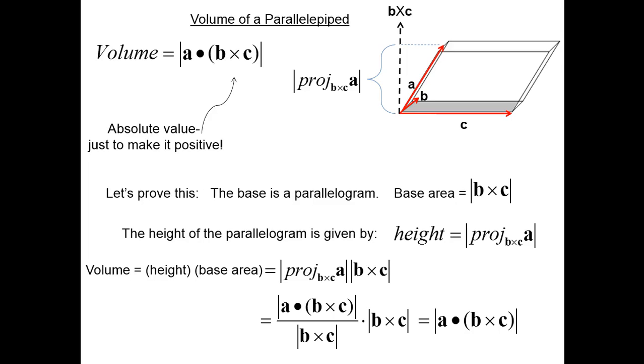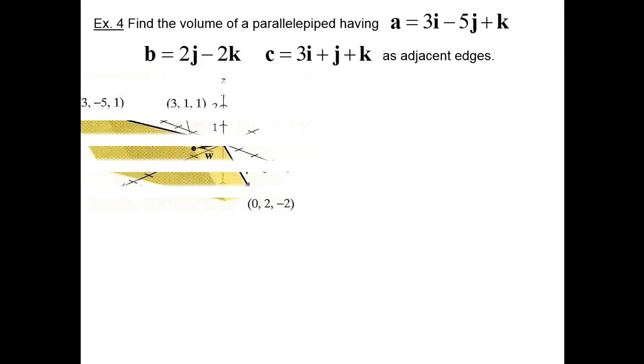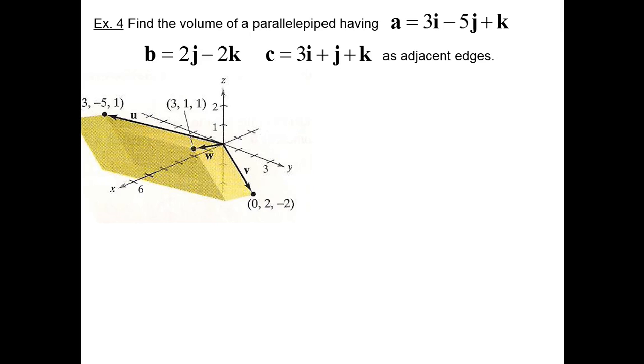Okay, so let's do one. It's really a pretty easy formula to use. Find the volume of the parallelepiped having these three vectors as adjacent edges. Got a nice little picture here. Don't worry about trying to sketch it. It's pretty complicated. I'm not good at drawing in 3D, so don't worry about drawing it. They told you these are adjacent vectors, so we're good to go.